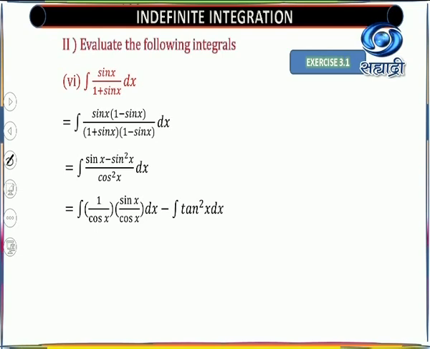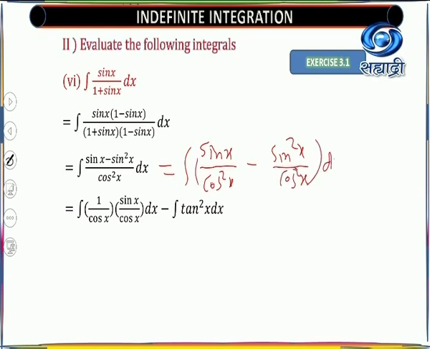Now look here, sin x upon cos square x, because you have to separate out the first term. This one is the direct step. Here you are able to write this as sin x upon cos square x minus sin square x upon cos square x. Okay, this is the in-between step. Then what you have to do? Your next step will be here itself, because sin square upon cos square is tan square.